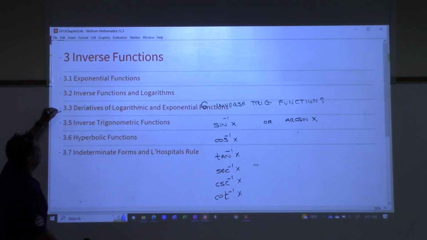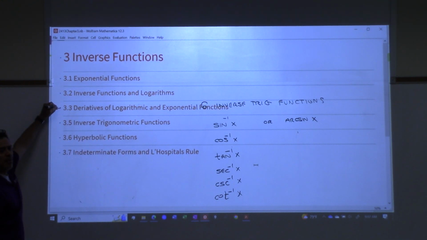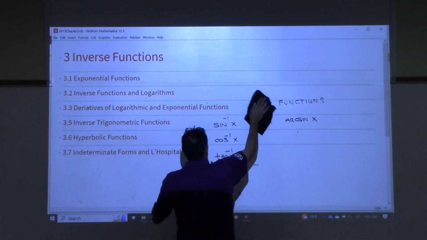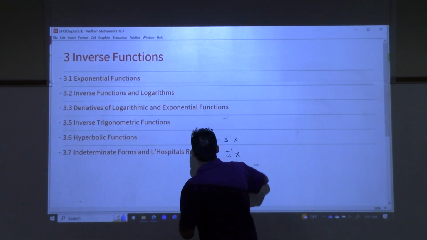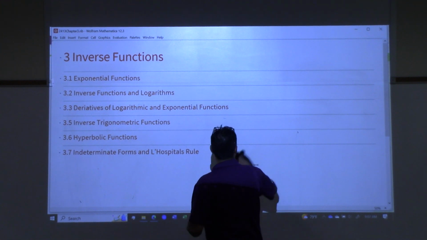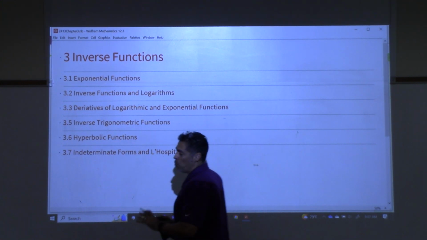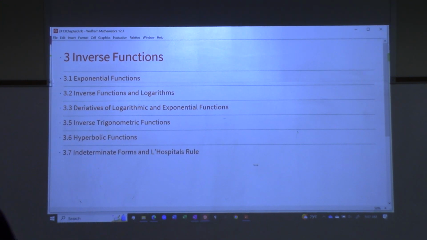Last class we covered 3.3. We are not doing 3.4. We're going to skip to 3.5, and then we are not going to do 3.6. You'll do that in Cal 2. All right? So 3.5, inverse trig functions. Let's do a quick recap of inverse trig functions from pre-cal, and then we're going to talk about their derivatives.